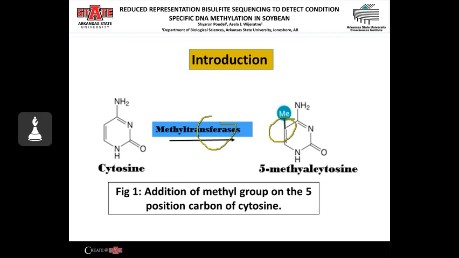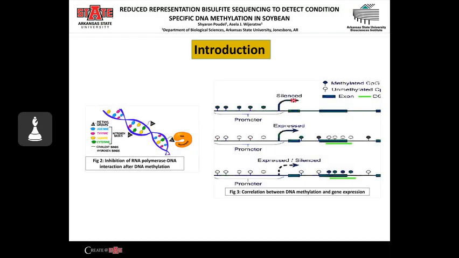Cytosine is one of the building blocks of DNA, and in figure number 1 you can see how DNA methylation happens. DNA methylation can directly affect gene expression by switching off the gene, by inhibiting RNA polymerase, which is an important enzyme for DNA transcription, from binding to the promoter region of that gene. And in figures number 2 and 3, we can see how gene silencing happens due to the inhibition of transcription due to cytosine methylation in the promoter region.